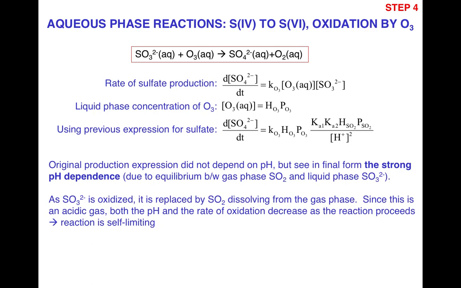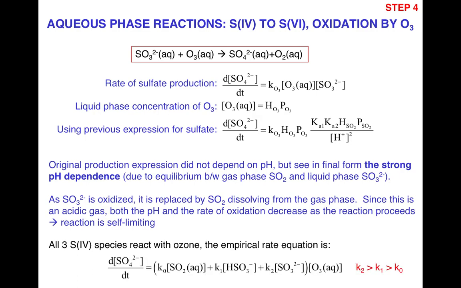So one thing that's really important about writing the sulfate rate of change expression in this way is that in the original expression, we do not see a dependence on pH. But in the final reaction, we see a very strong pH dependence. And so as SO3 2- is oxidized and it's replaced by more and more SO2 dissolving from the gas phase, since this is an acidic gas, both the pH and the rate of oxidation decrease as the reaction proceeds. And we call those types of reactions self-limiting.